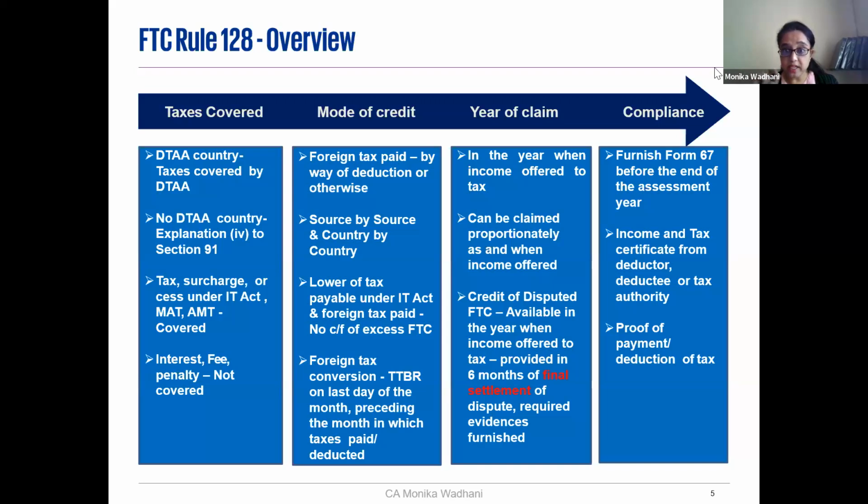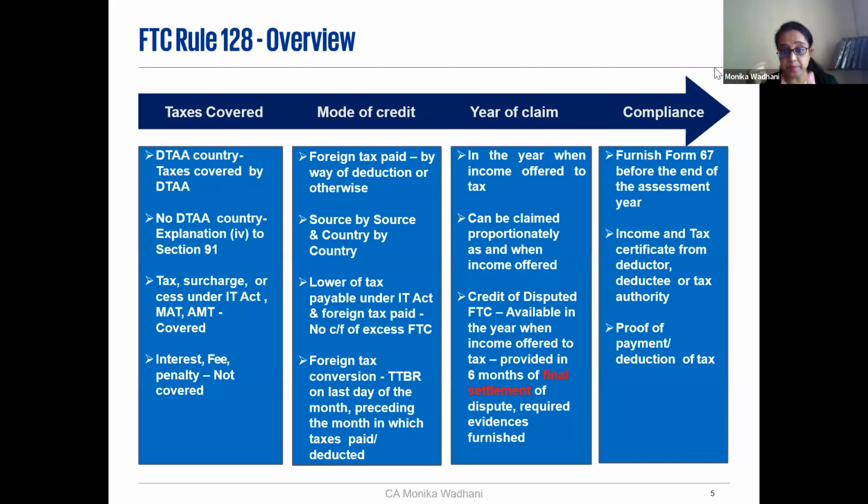Then it comes to the year of claim, in which year you can get the credit of foreign tax. This is akin to the provisions under domestic law when it comes to TDS, which says that the FTC will be granted in the year when the corresponding income is offered to tax. It can be claimed proportionately as and when the income is offered to tax in the respective years.